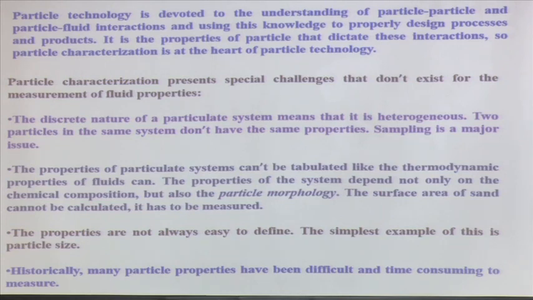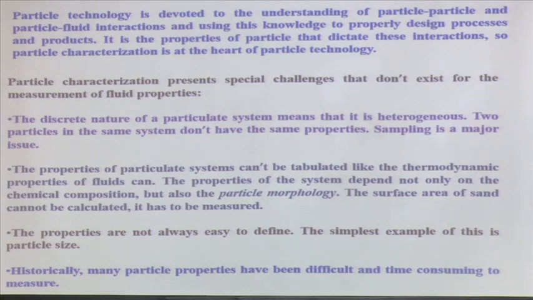The discrete nature of a particulate system means that it is heterogeneous. It is very difficult to get a homogeneous particle mixture; for mined ores, you will never get it. Two particles in the same system don't have the same properties. So how do I know the general behavior of my bulk material? I keep saying that we deal with thousands of tons per hour. How do I know the average property when it is a heterogeneous mixture? I cannot measure a single particle.